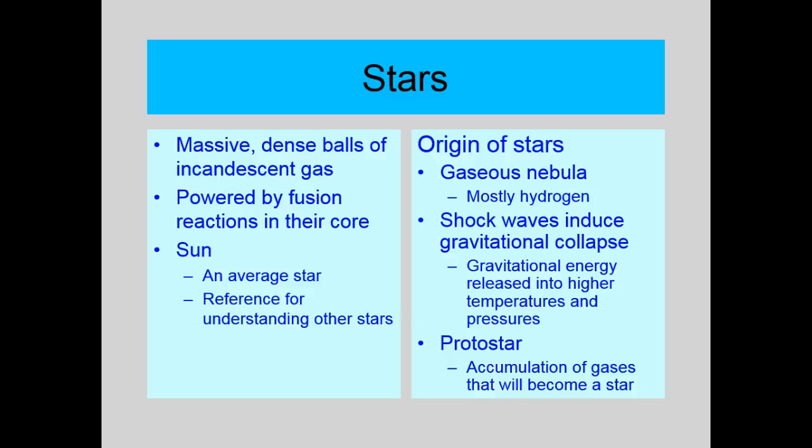Now that gaseous nebula may or may not ever become a star, but when it gets to this stage where it's gravitational collapse and it's going to keep drawing more gases in at some point, it's not a star yet, but it's past the Rubicon. It's going to become a star. That's a protostar. That's an accumulation of gases that will ultimately become a star. Okay? No backing off now.